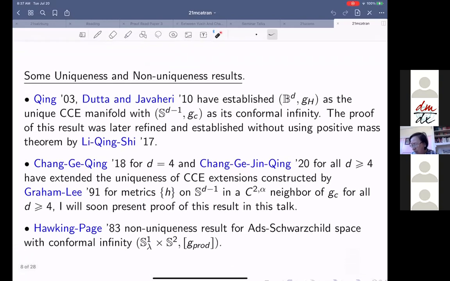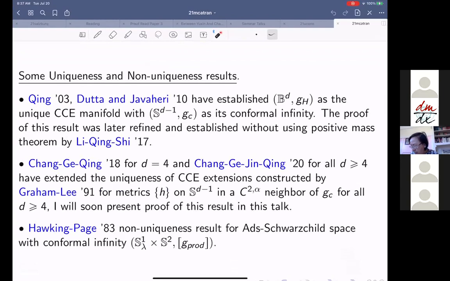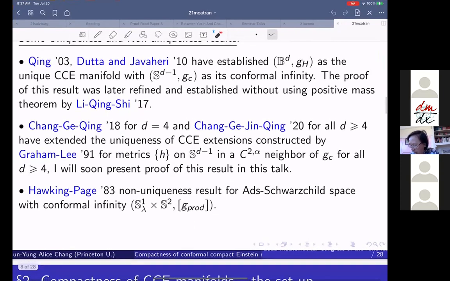Now I mention some uniqueness and non-uniqueness results. The first uniqueness result I know of is a result by Qing Jie in 2003. And then there is a different approach by Dutta and Javaheri in 2010, which says that if your boundary metric is the standard sphere, then you have a unique interior filling-in, and that's the hyperbolic metric. And this result was recently extended, giving a more detailed and insightful proof without using positive mass. The original result of Qing Jie used the method of positive mass. And the later result has a different approach by Li, Qing and Shi.